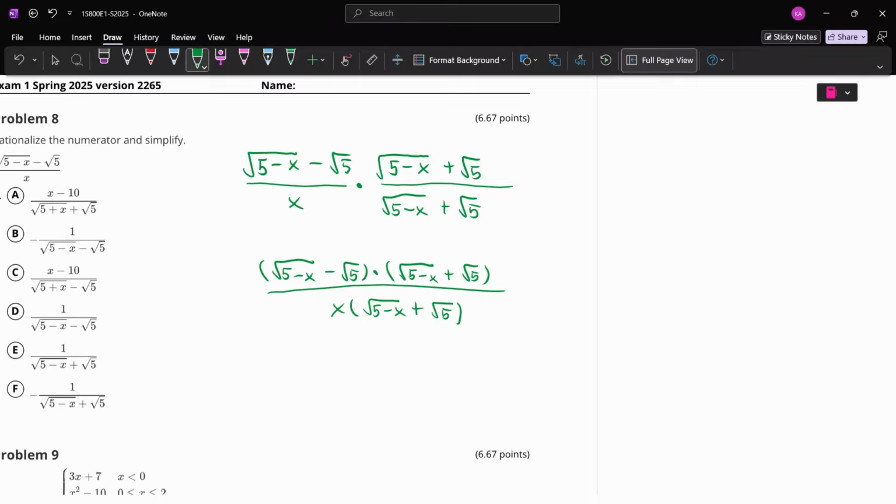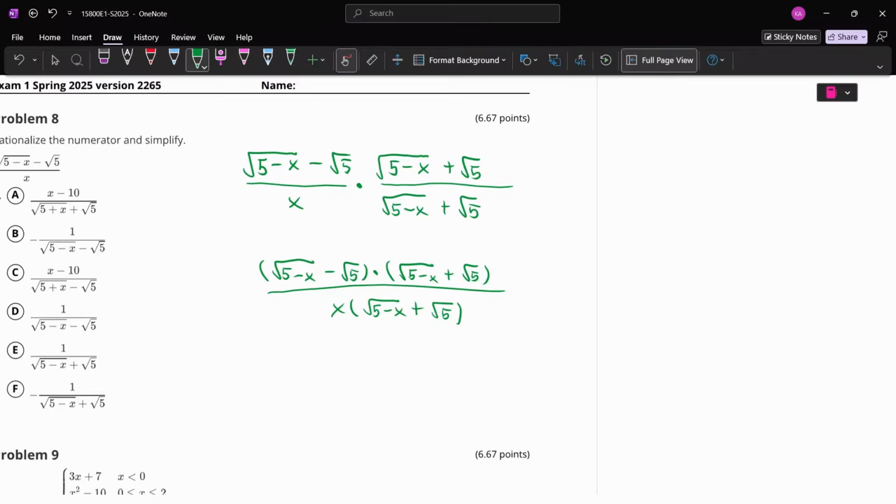And so out of force of habit, you might be tempted to just cancel these out, but don't do that, because that would defeat the entire purpose of what I was trying to do in the first place here. So anyway, let's FOIL out the numerator. And so recall that FOIL is first, outer, inner, and then last.